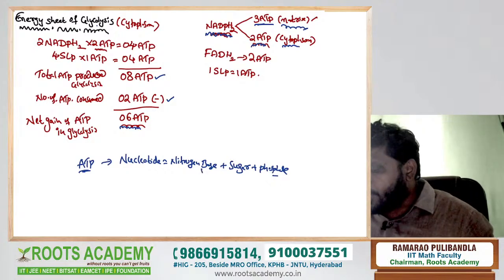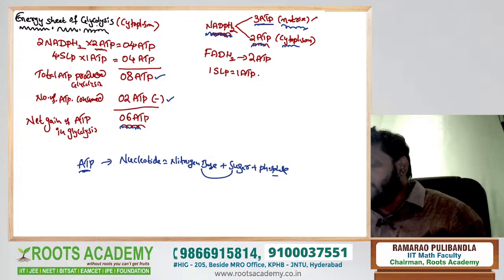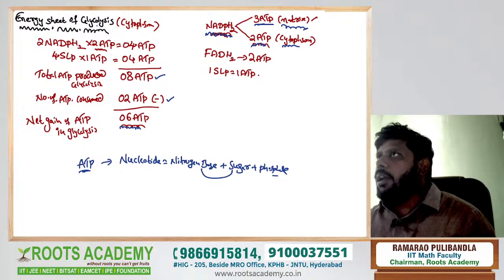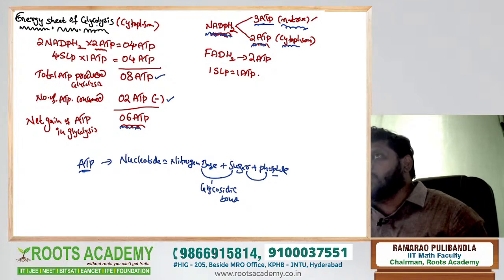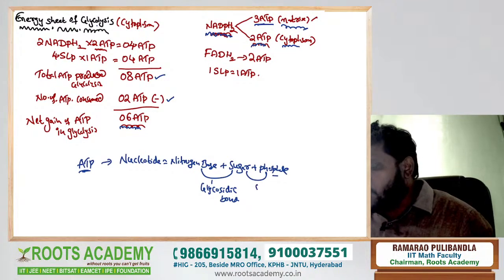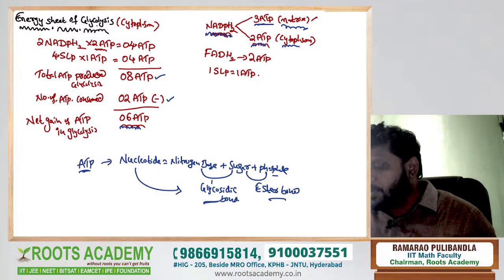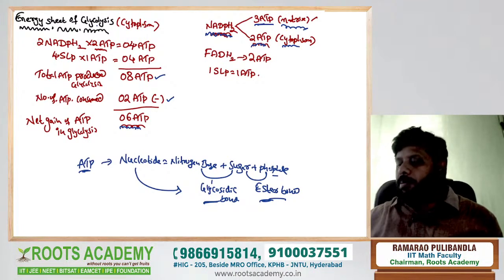Between the nitrogen base and sugar, what bond is present? Glycosidic bond. The bond between the sugar and phosphate is the ester bond. So the bonds in a nucleotide are the glycosidic bond and the ester bond.